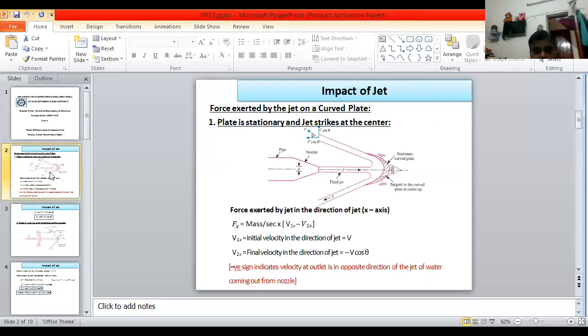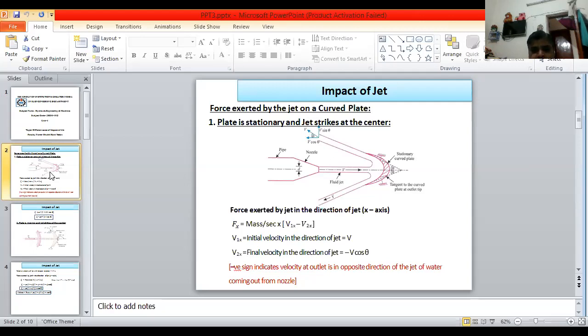Now force exerted by jet in the direction of jet, that is x direction. That means Fx is equal to mass per second into v1x minus v2x. v1x is the initial velocity in the direction of the jet, that is v, but v2x, final velocity in the direction of the jet, that means minus v cos theta.